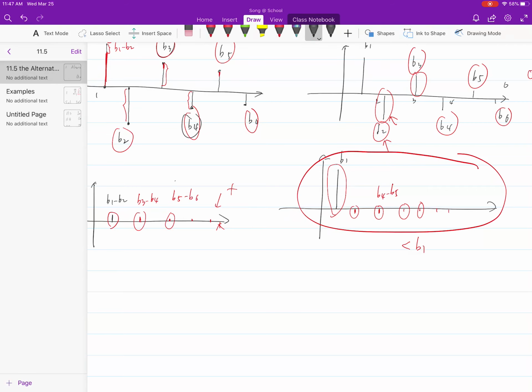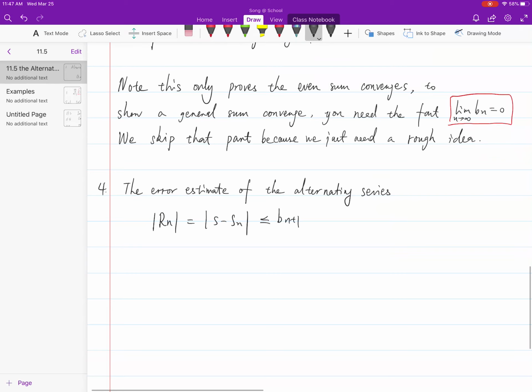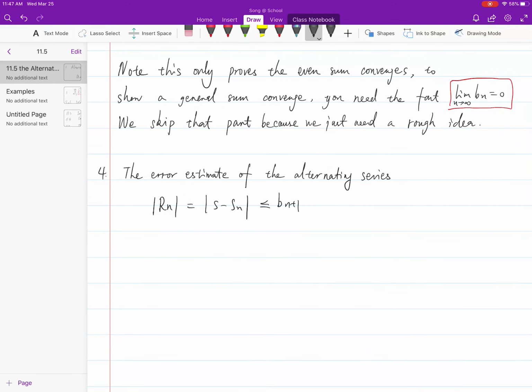Okay, that's all we have for convergence. Finally, the last thing we want to talk about is going to be the error estimate. Rn equals this, less or equal than Bn plus 1. So let's illustrate with an example.